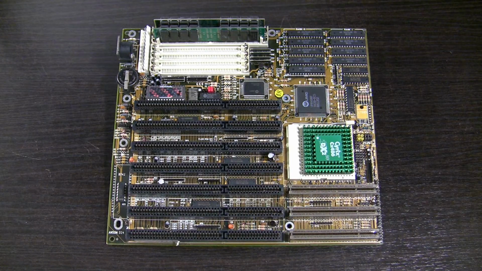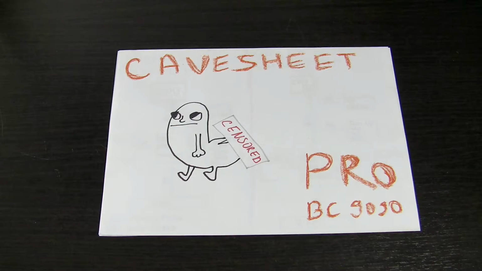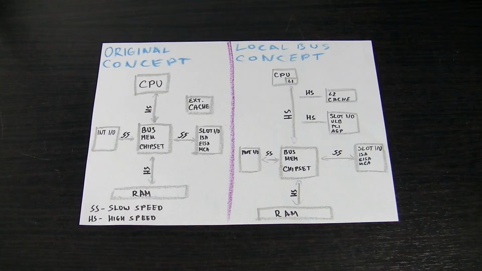And speaking about local buses, it is time for a quick cheat sheet presentation. And I'm still using Cheat Sheet Pro version BC 1990, but as you can see, it comes with a new wallpaper. I will now explain to you the original concept and the local bus concept, but before that I need to make an important remark. This SS here, it means slow speed, not Schutzstaffel. I take World War II very seriously.